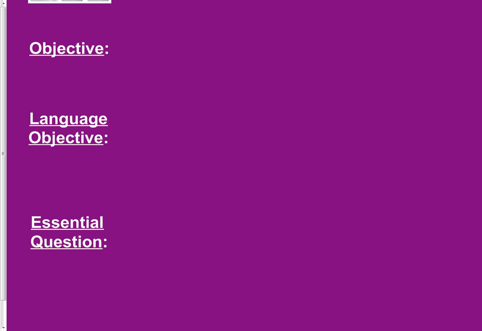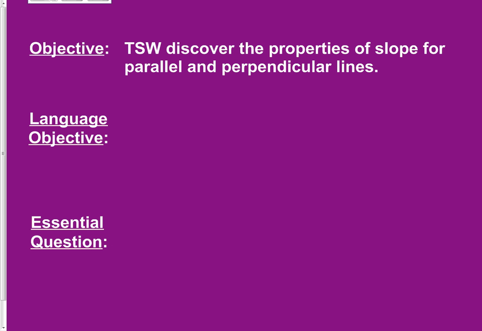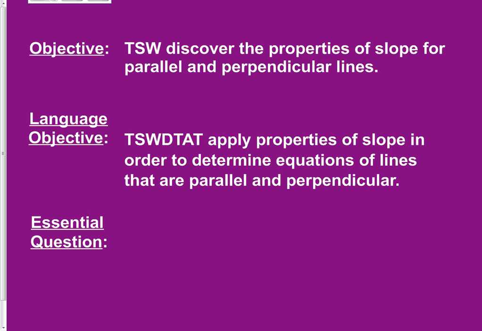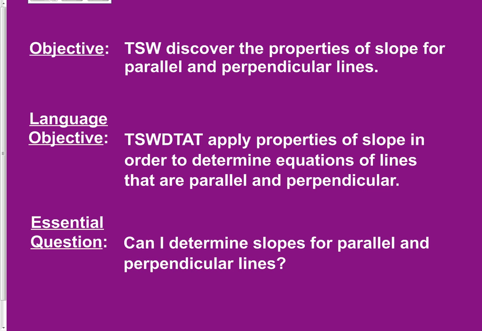Okay, so let's take a look at our objectives for today. Stated objective: student will discover the properties of slope for parallel and perpendicular lines. Our language objective, that's what we're going to be doing on our assignment: we're going to demonstrate the ability to apply properties of slope in order to determine equations of lines that are parallel and perpendicular. And your essential question for the day: can I determine slopes for parallel and perpendicular lines?